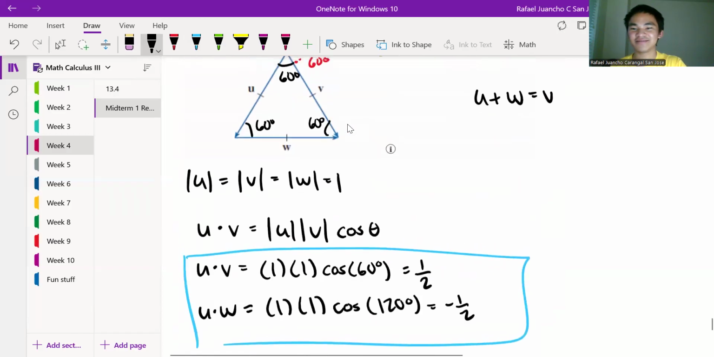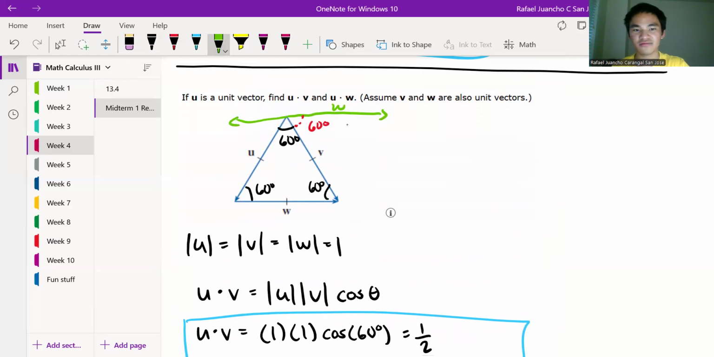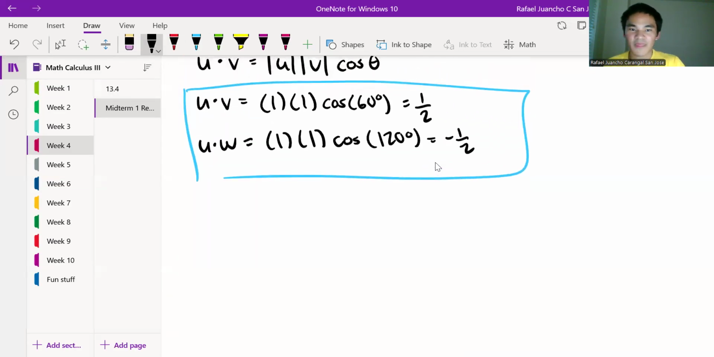Just some interesting stuff here. That makes sense. Even here, if we do VW, we need to put the W to this side now, and we should get the same angle, 60.